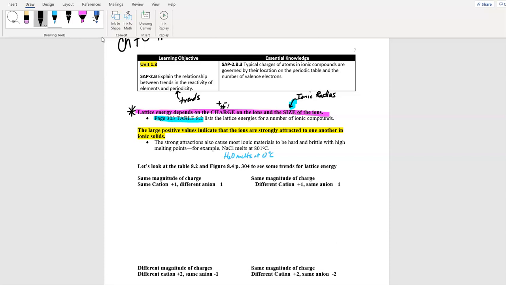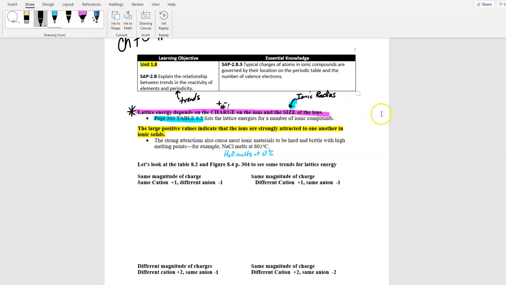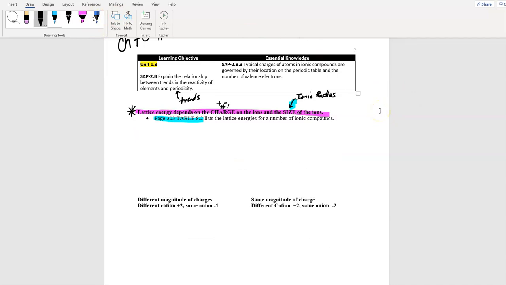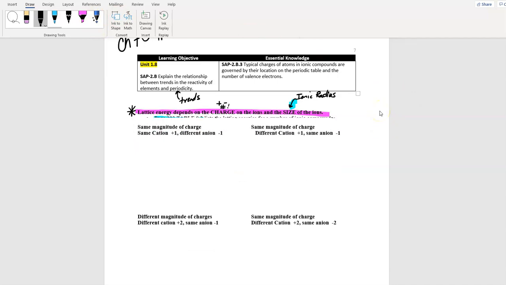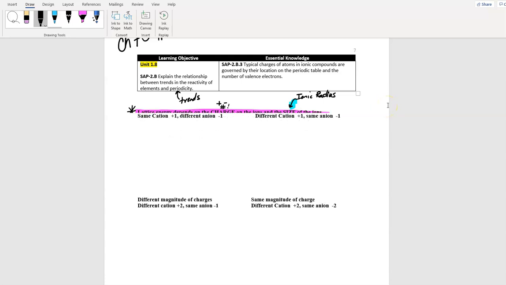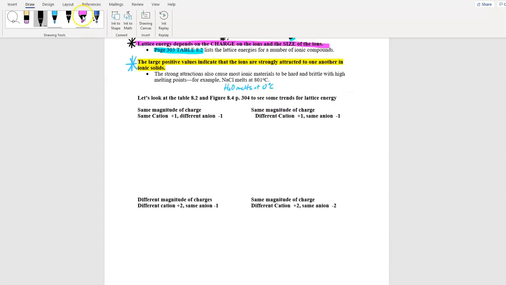So let's look at table 8.2, which is the top of page 303, and then the table on 304. I want to see if you can see some trends, because if you can see the trends, you can explain it, ladies and gentlemen. It's that right there: the large positive values indicate that the ions are strongly attracted to one another, and that's why the temperature is so high. That's how the energy is so high. So look at the magnitudes of charges if you have the same cation, different anion.